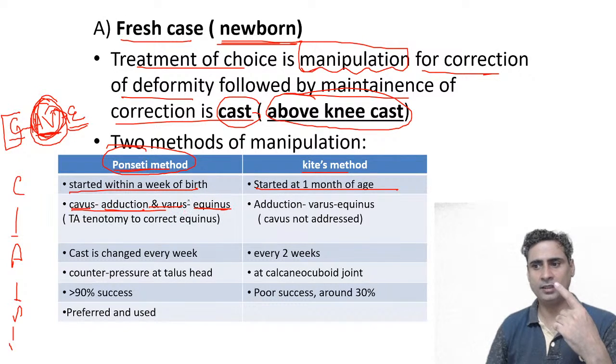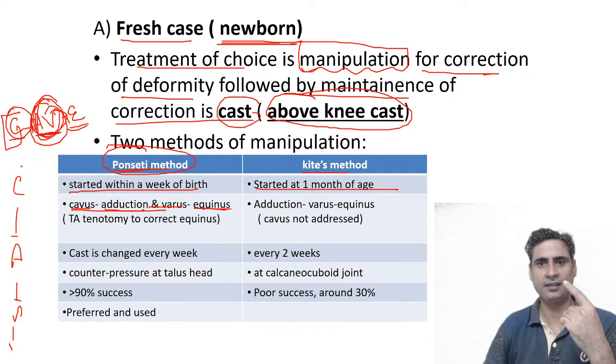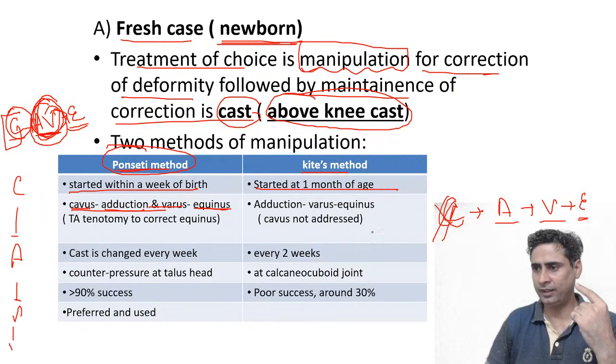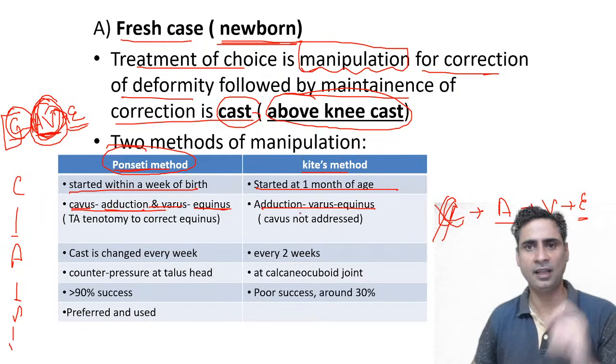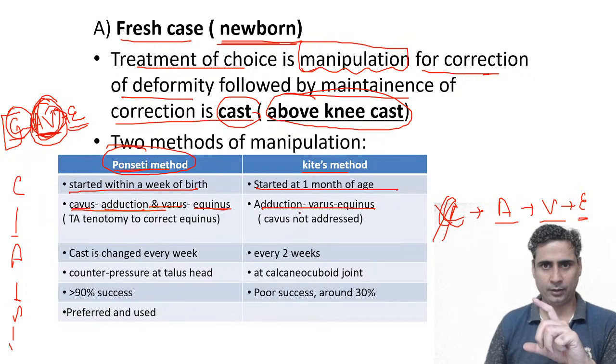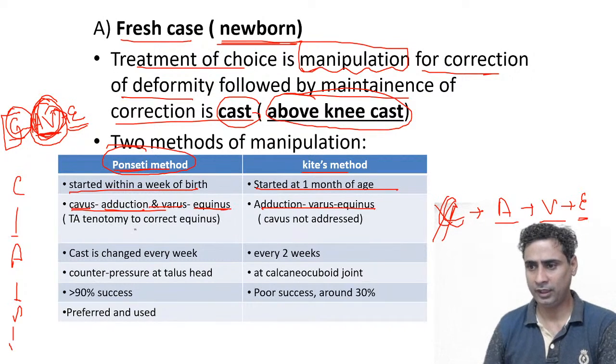Whereas in Kite's method, cavus was not addressed at all. The correction of deformity was done sequentially. They did not address cavus first; adduction, varus, and finally equinus. Equinus is the last deformity which is corrected in both types of method. Now in the Ponseti method we change the cast every week, whereas in Kite's method we change every 2 weeks.